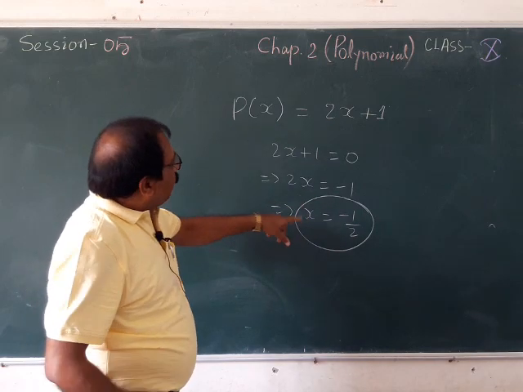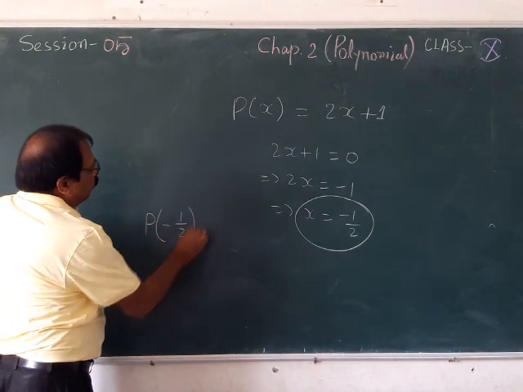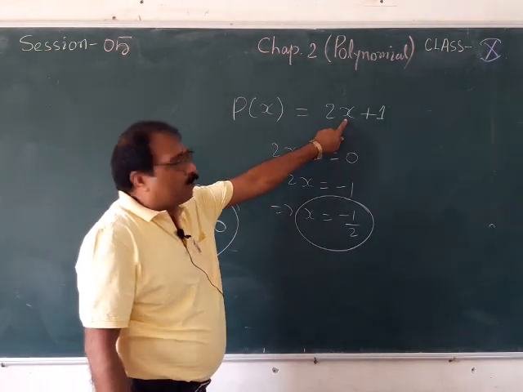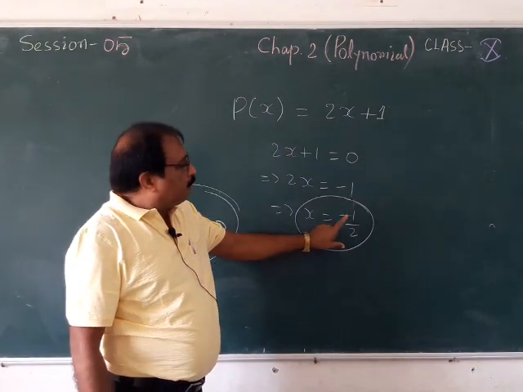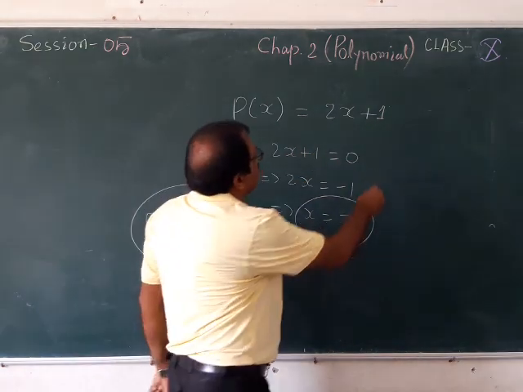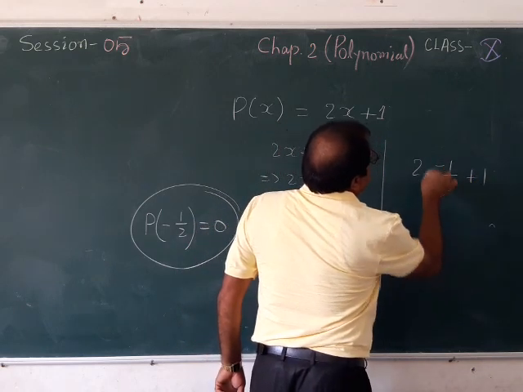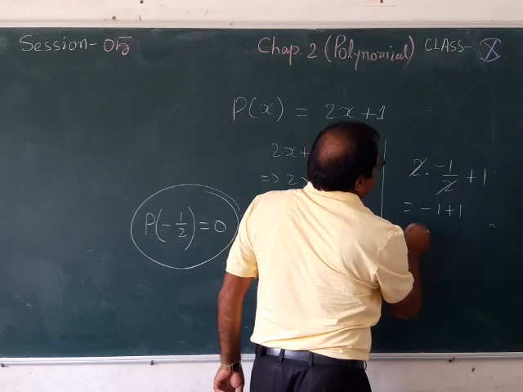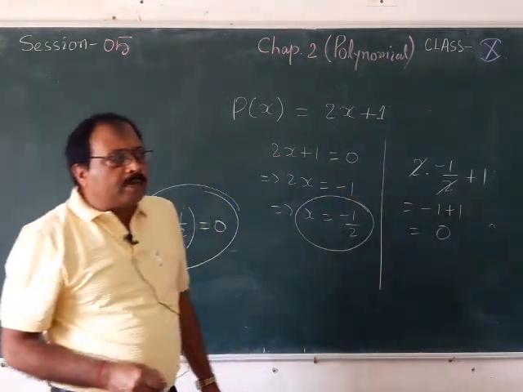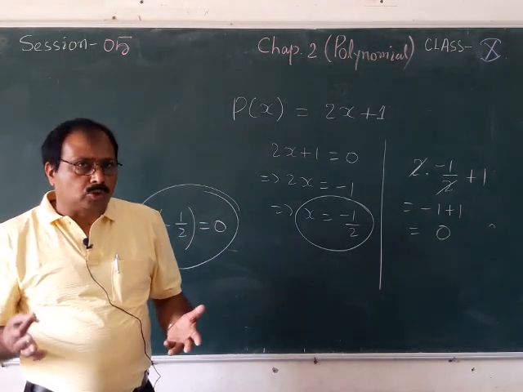That means when I write p(minus 1 by 2), it will give you the value 0. In this polynomial, instead of x, if you write minus 1 by 2, automatically its value will be 0. How? You can write 2 into minus 1 by 2 plus 1, you can see that it is minus 1 plus 1, which means 0. So a polynomial may have 1 zero or may have 2 zeros.